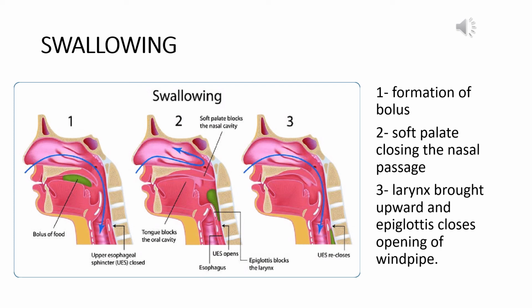Now, the soft palate will close the nasal cavity so that the food does not go through the nasal cavity, and the epiglottis will also close the entrance of the windpipe so that the food does not go into it. The larynx is brought upward, the epiglottis closes the opening of the windpipe, and the bolus, or the food mixed with saliva, will enter into the esophagus or the food pipe.